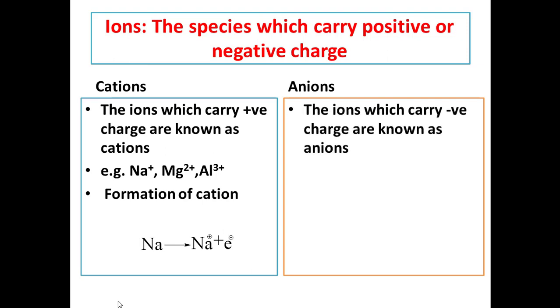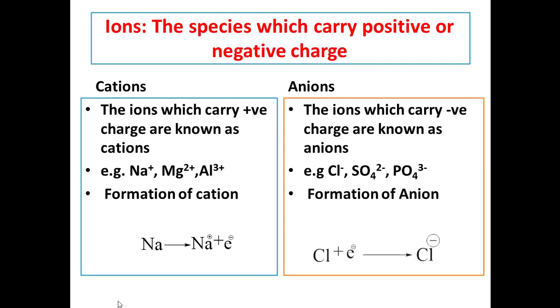What is an anion? The ions which carry negative charge are known as anions. For example, chlorides, sulfates, phosphates. Formation of anion: when an atom gains one or more electrons, then it will get a negative charge on it. Then it will result in the formation of anions.